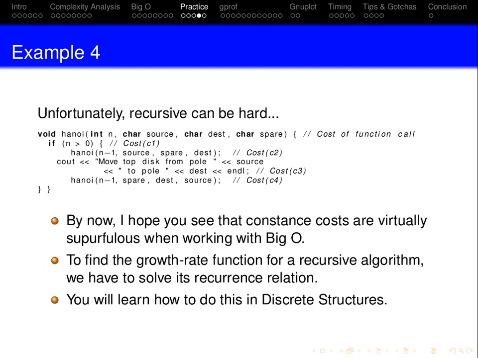All right, here we go. How about this guy? Woo-wee. I like my first statement. Constants are virtually superfluous when working with big O. How much is a function called again? It's just one. Yeah, it's one.